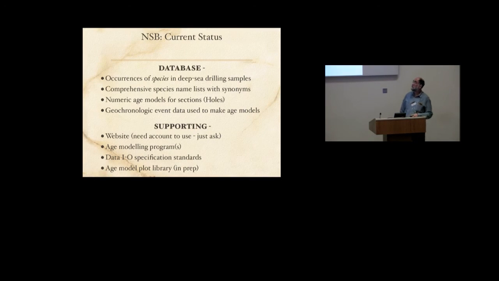Okay, the database consists of the occurrences of species in samples over time, and so it's a species-level database, not mostly a genus-level database, as, for example, PBDB is. And it also has the synonym lists and so forth, which have been vetted by community experts, including Jeremy, for example, and Brian Huber, who are both here. So the taxonomy at that level is pretty good, I hope. Whether the identifications are correct or not, that I can't say. And it has numerical age models, which I'll go into some more, and we've been adding geochronologic event data as well. And then there's, of course, a website we've developed, there's an age modeling program, and other things.